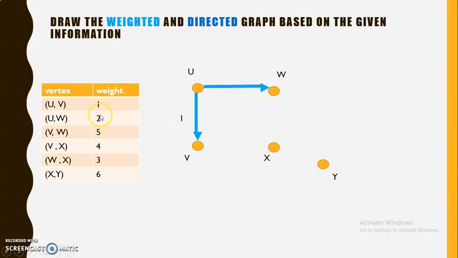Okay. So the second one is U to W. The weight is 2. V to W. The weight is 5. V to X. The weight is 4. And then W to X is 3. Okay. X to Y is 6. So same as just now. The difference is this one is a directed graph, which means you move from one place to another place. So direction U to W, U to V. Okay, and so on.